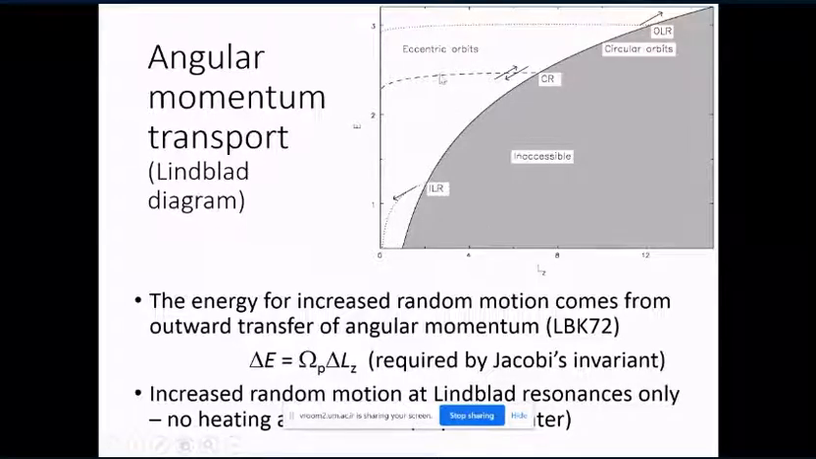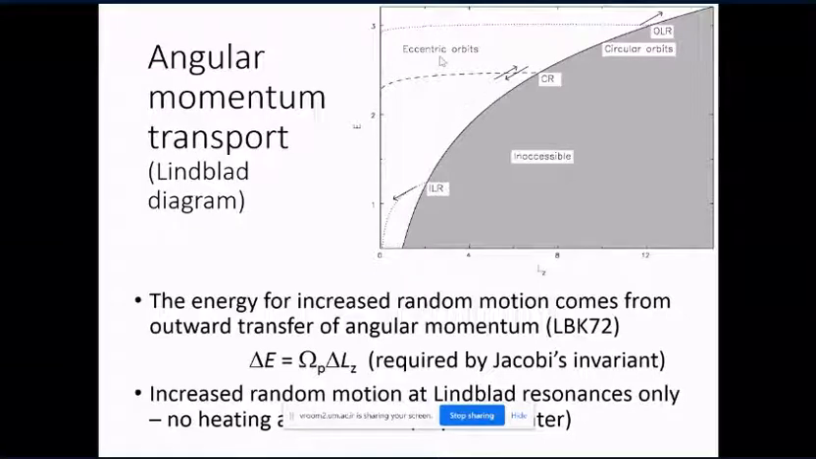But it's perfectly possible to have stars on eccentric orbits with more energy than they need for a given angular momentum, and those eccentric orbits fill this area up in the top left-hand corner, and you can't, of course, have stars in this lower right-hand corner because they're energetically impossible.